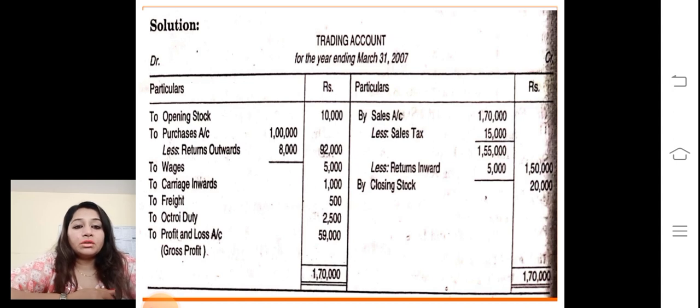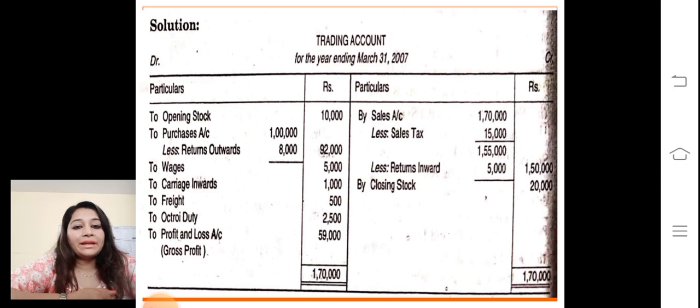To opening stock 10,000, to purchases 1 lakh, but on the other side we have return outward. The other name of return outward is purchase return. So 1 lakh we have purchased and 8,000 we have returned, so we will minus it. The current purchase is 92,000. Then wages is an expense, so it will come on the debit side. Expenses are always debited according to the golden rules, which we have already discussed in our previous slides.